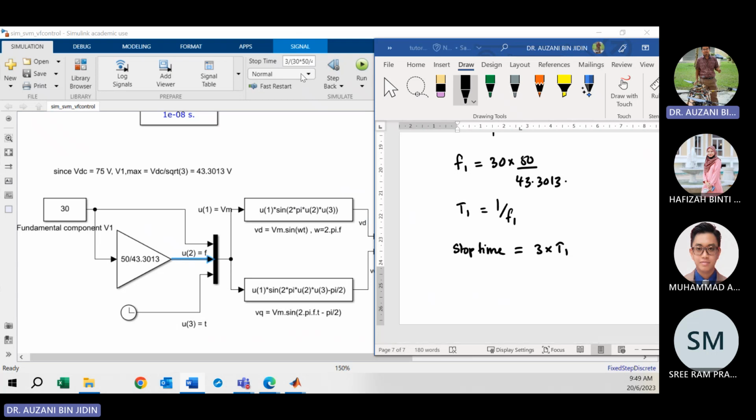So you look here: 3. Then you divide by 30. That's right: 30 multiplied by 50 divided by 43.3013. Can you see? Okay? Stop time. You have to set a proper value of stop time, because you need to get the FFT. Okay, clear? So then you get this one.